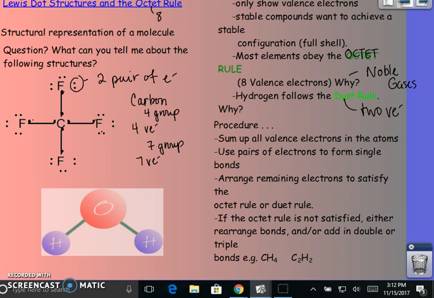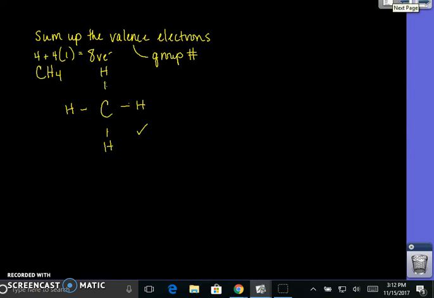Now let's go back and look at our rules again. It says arrange remaining electrons to satisfy the octet or duet rule. And we did that for both hydrogen and carbon. If the octet rule is not satisfied, you can either rearrange bonds and/or add in double or triple bonds. So we did the first example, so let's do C2H2 and wiggle our way through that one.